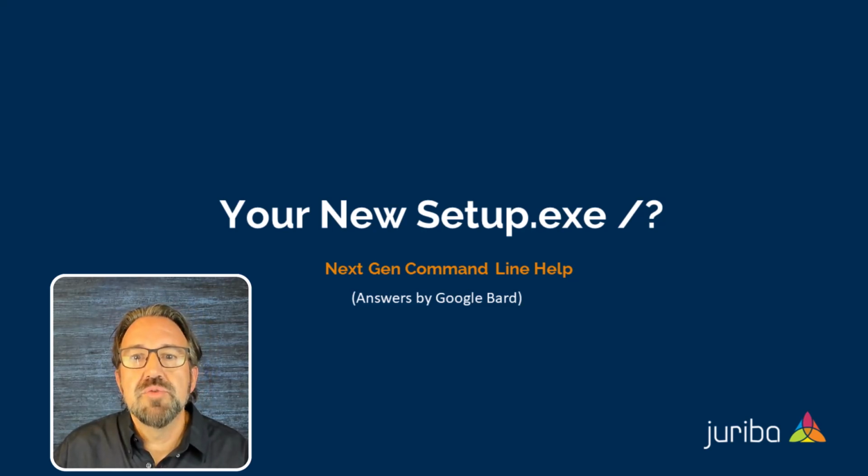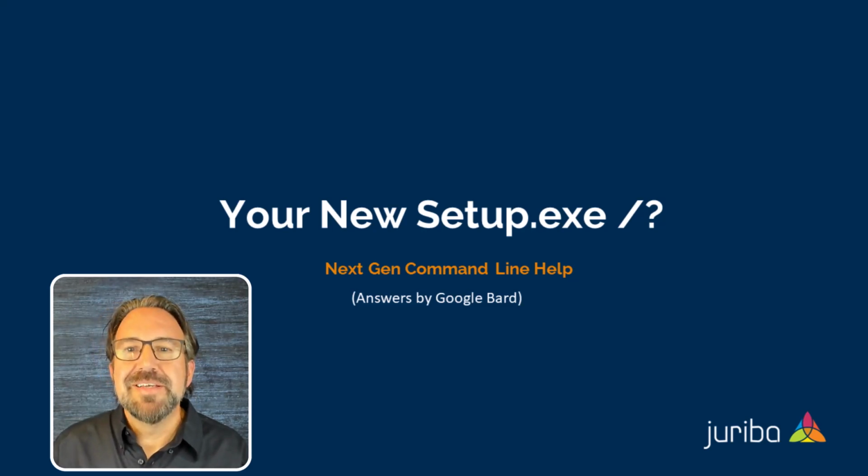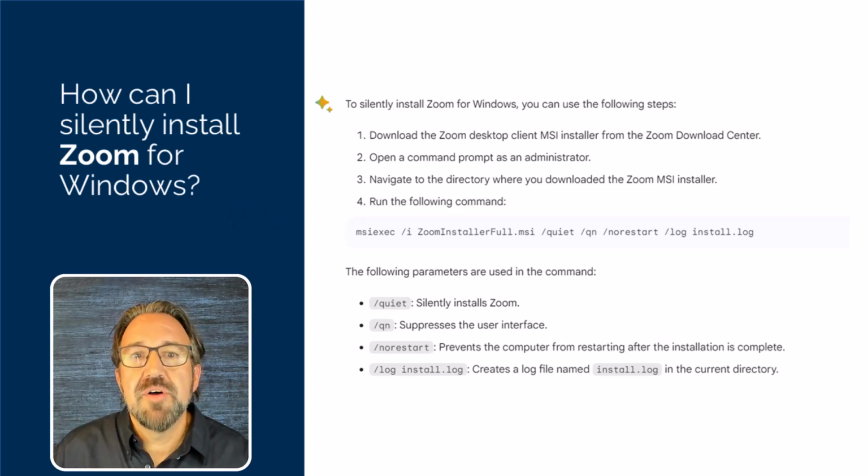So I ask Google Bard, help me with some setups. The analogy is when you would run a command line tool /?, you'd get what its command line parameters were. Setups don't generally do this for you, but the large language models will. So how can I silently install Zoom for Windows? Tells me exactly how. Here's the silent command line details for the MSI, as well as some additional command line parameters I also might want to add on.